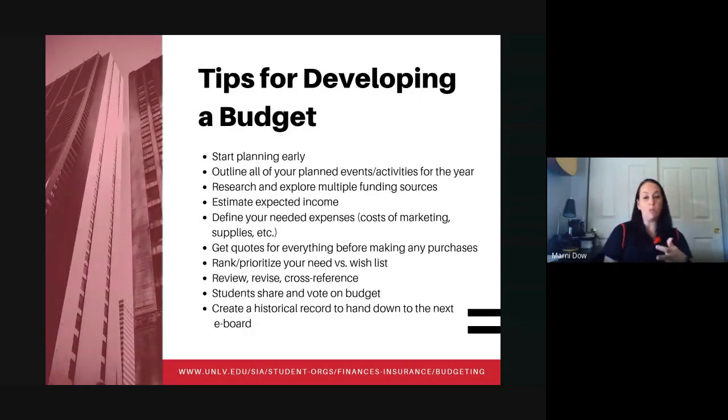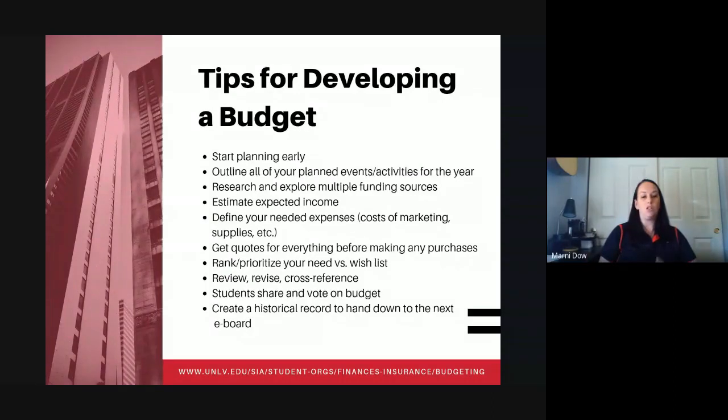Help encourage them to start planning early and outline all of their planned events and activities for the year in that budget. It might be good to have a budget with one tab that's an overall budget for the year that says, for example, for this event, it's going to be $6,000. And then another tab that says how the $6,000 for that event is going to be itemized out would be good. But how it's structured can be up to you and the organization. It should cover everything that's going to happen for the year.